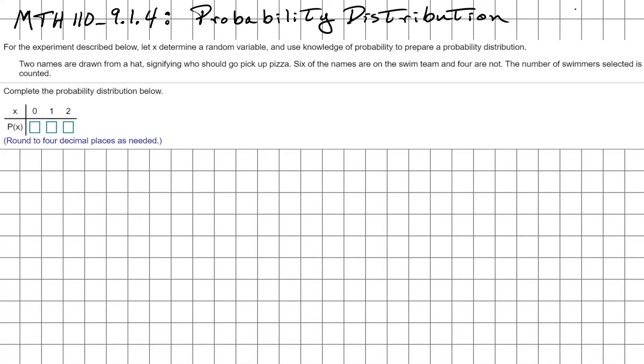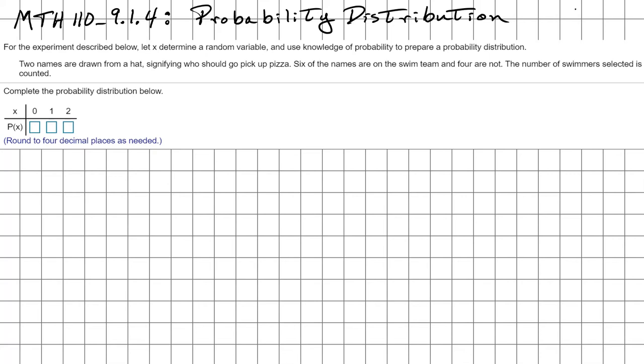For the experiment described below, let X determine a random variable and use knowledge of probability to prepare a probability distribution. Two names are drawn from a hat, signifying who should go pick up pizza. 6 of the names are on the swim team and 4 are not. The number of swimmers selected is counted.